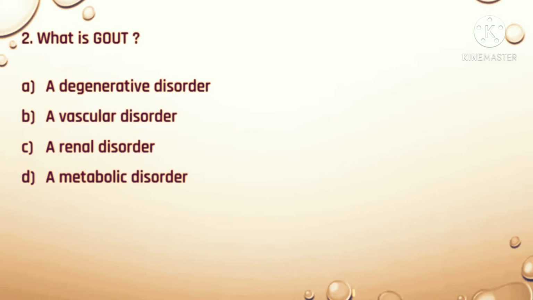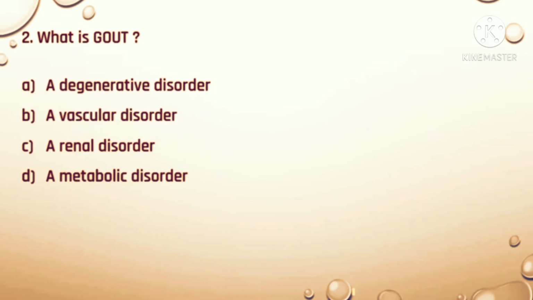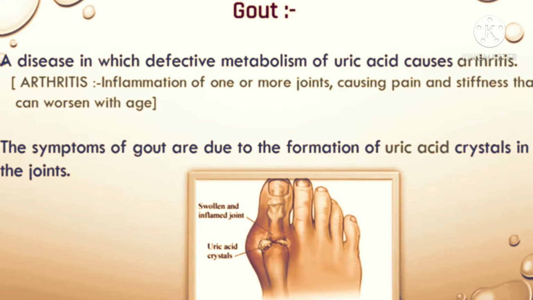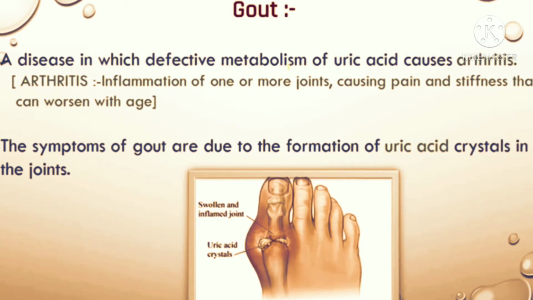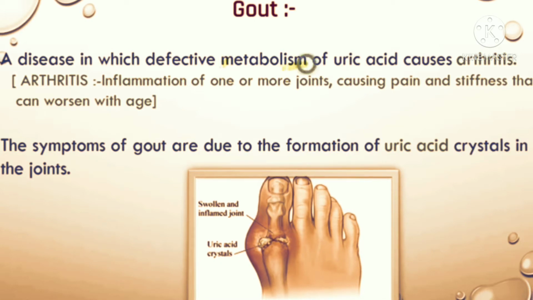Next question is, what is gout? A, degenerative disorder. Option B, vascular disorder. Option C, renal disorder. And option D is metabolic disorder. The right option here is gout. It is a defective metabolism of uric acid. That means due to formation of the uric acid crystals in the joint, we call the condition as a gout.